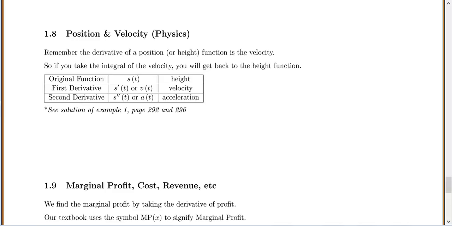There are a few applications for this. One is if you're talking about position and velocity for physics, if you're talking about rockets, things like that. So remember, if we take the derivative of a position or a height function, we get the velocity. So now if we take the antiderivative or the integral of the velocity, we'll get back to our height function. You can see here our original function, we use the notation s of t for our height or position. Our first derivative, v of t for velocity, and our second derivative, a of t for acceleration. So as you take the derivative, you can go from height to velocity to acceleration. If you want to go the other way, from acceleration to velocity or velocity to height, you take the integral. And you can see an example in your book with this.